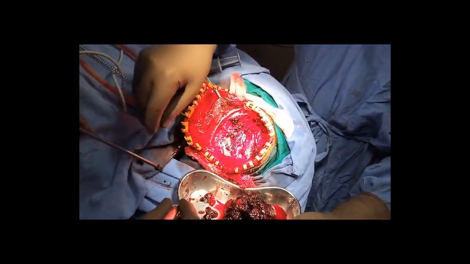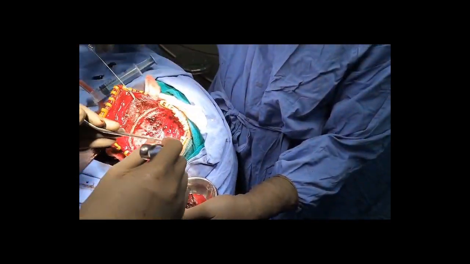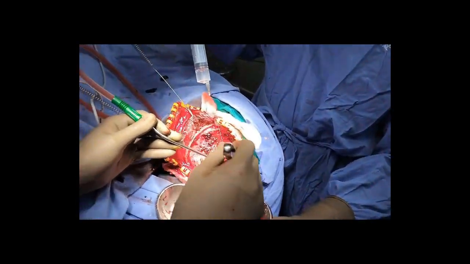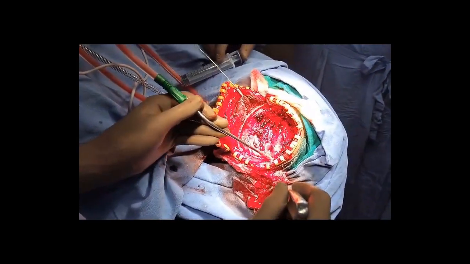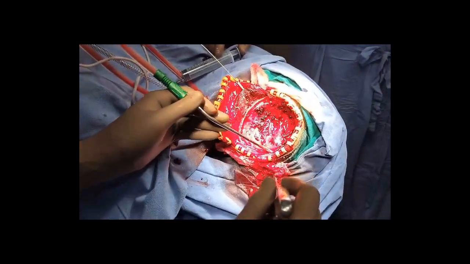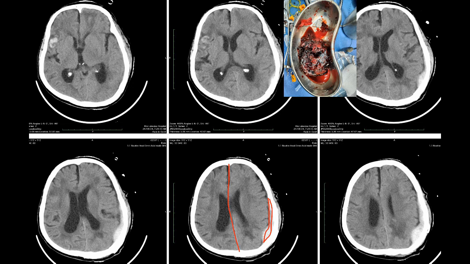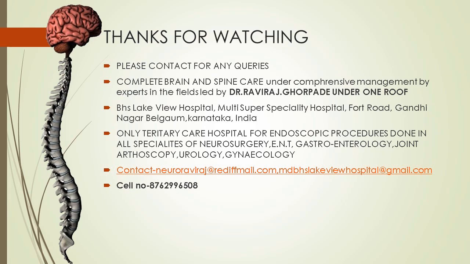But you have to realize this patient had a temporary hemiparesis because of the huge clot, which improved over a period of 1 week, and he improved over the next 2 to 3 weeks. You can see the large clot there. So this was just a showing of how a standard craniotomy has to be done. Thank you.